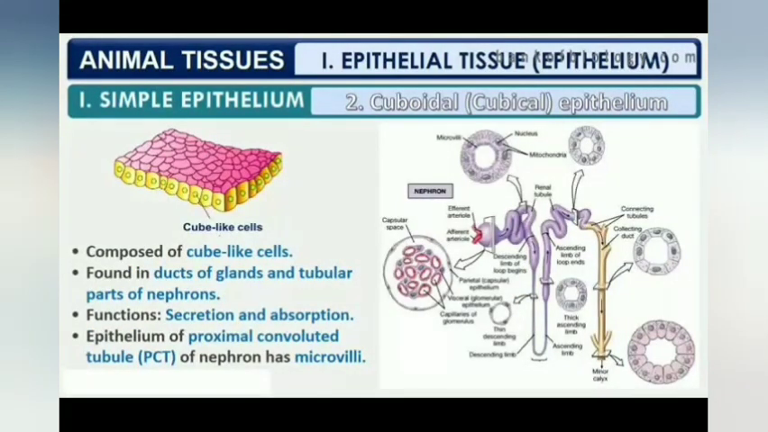Next is cuboidal epithelium, and it is composed of cube-like cells found in ducts of glands and tubular parts of the nephron. Function is secretion and absorption. And the epithelium of the proximal convoluted tubule, PCT, of the nephron has microvilli.